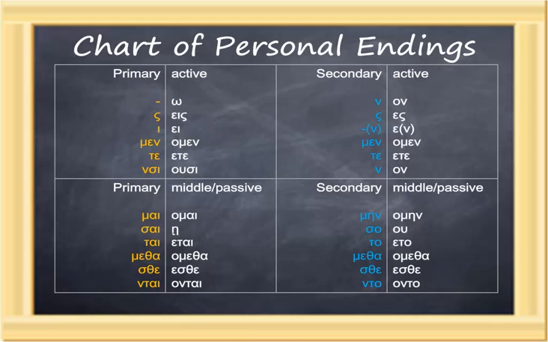The secondaries, which we just learned last lesson, are used with augmented verb forms. The secondary actives: n, s, nothing, often followed by a movable nu, men, te, and n. The secondary middle passives: men, so, to, metha, sthe, nto. Again, the right column in white gives you what the form looks like with its connecting vowel.